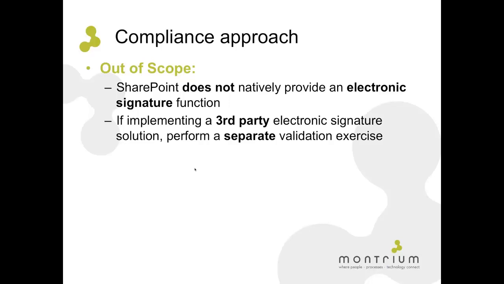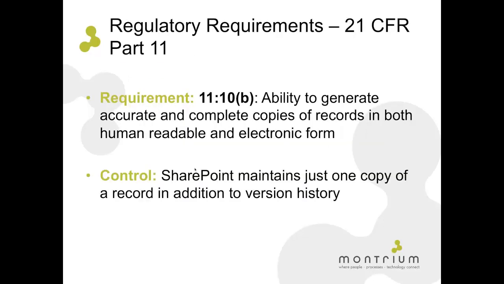So now let's look at the actual individual requirements of 21 CFR Part 11. The first one that's applicable, and I'm really only talking about the technical controls here and not the procedural, is 11.10(b), which is the ability to generate accurate and complete copies of records in both human readable and electronic form. And basically, SharePoint really only ever, or should only ever, maintain one copy of a record with its version history. And so we can very easily meet this requirement.